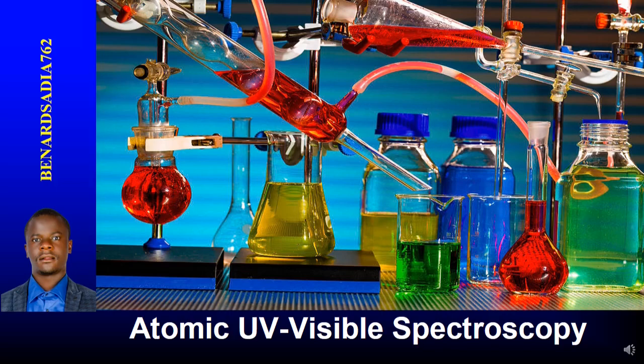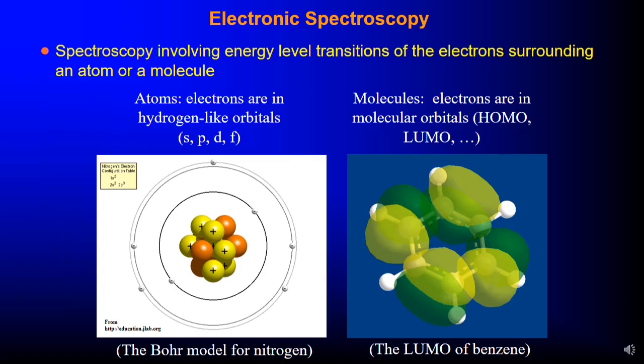Hello everyone. This week's class we have atomic UV visible spectrum and electronic spectroscopy. It involves energy level transition of the electrons surrounding an atom or a molecule.